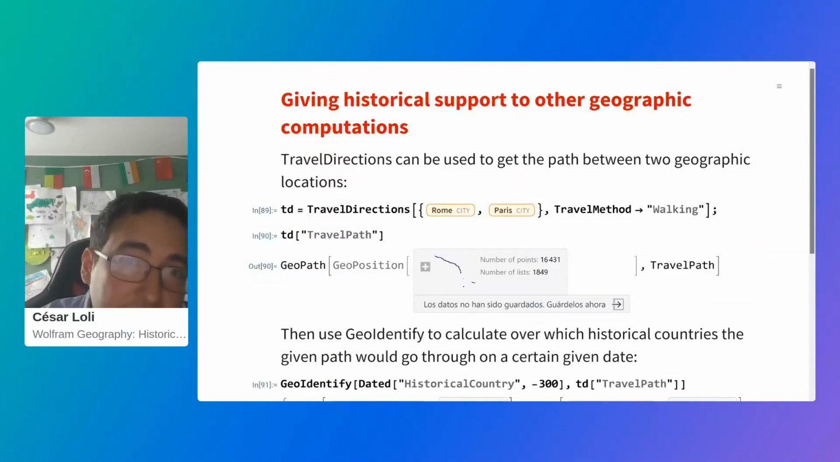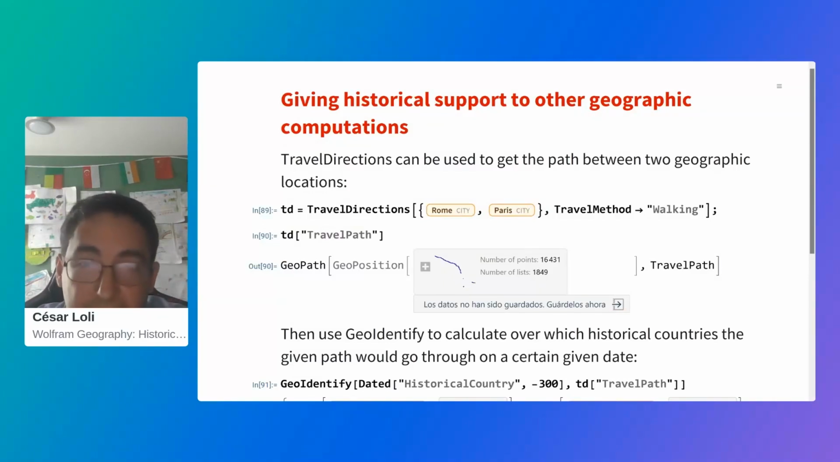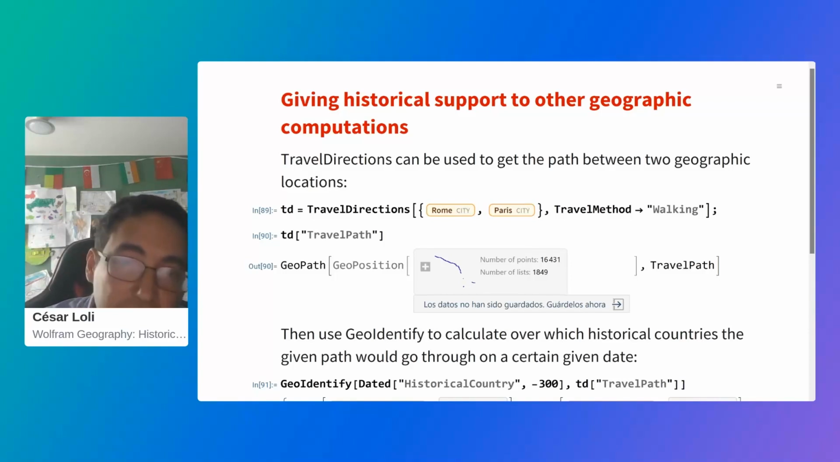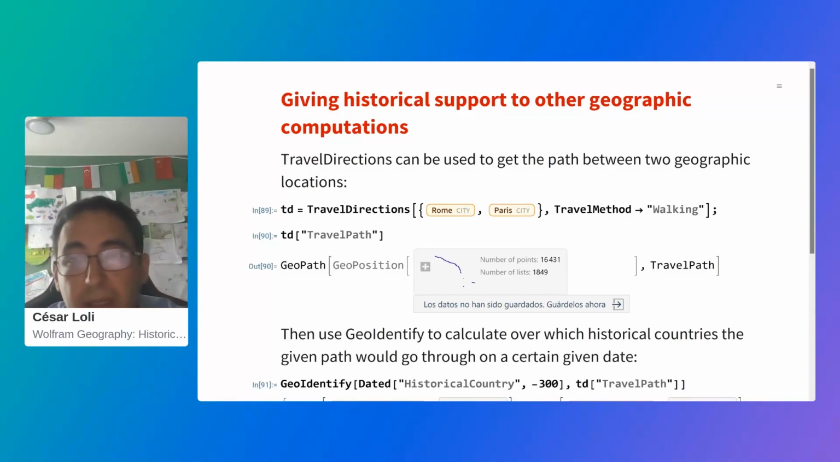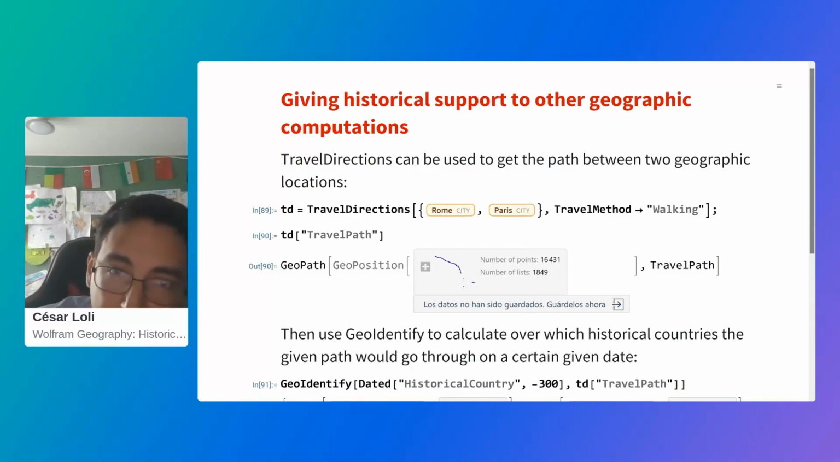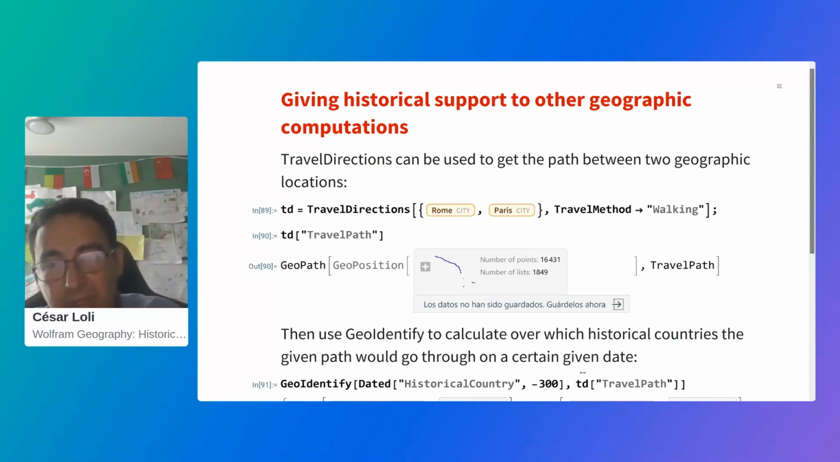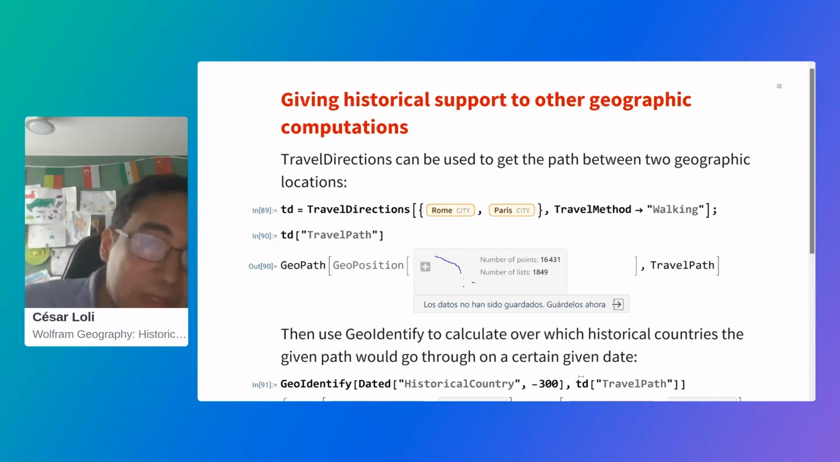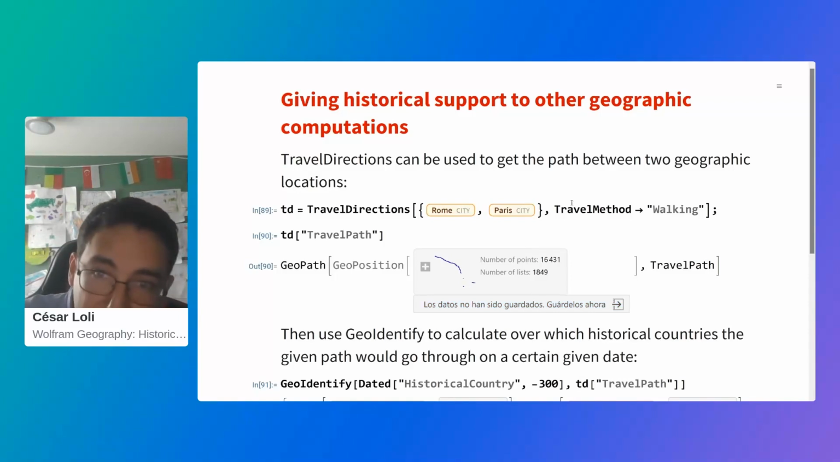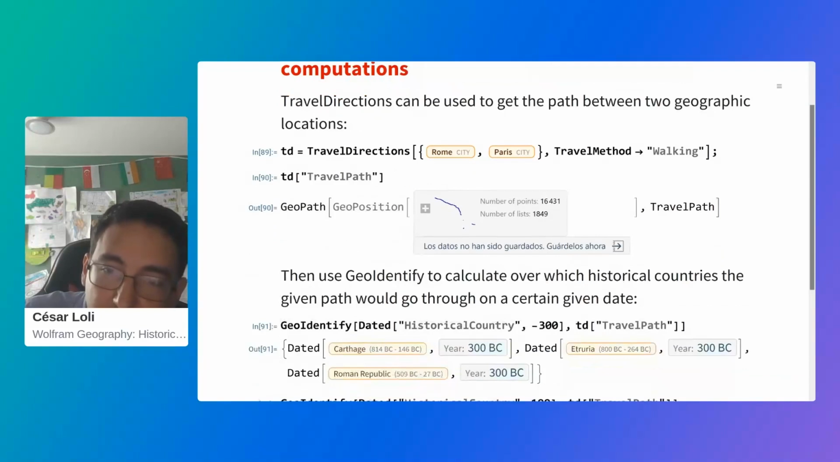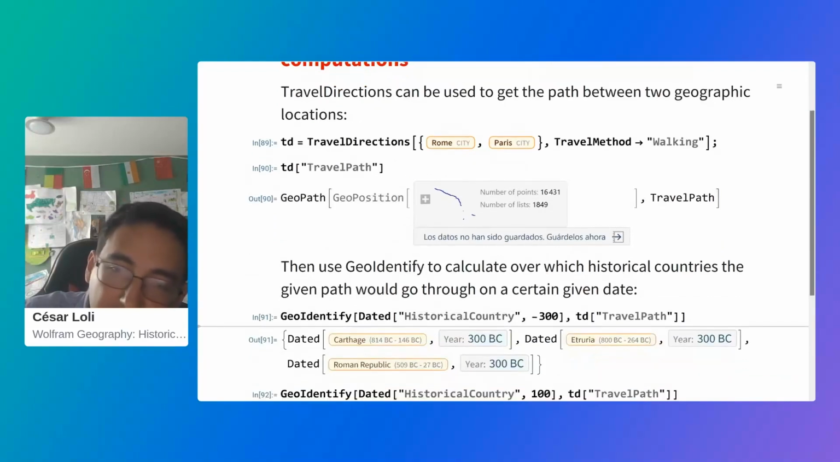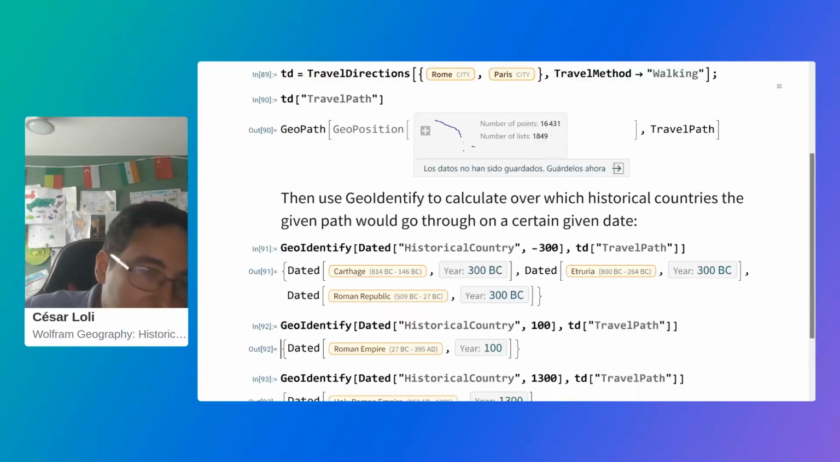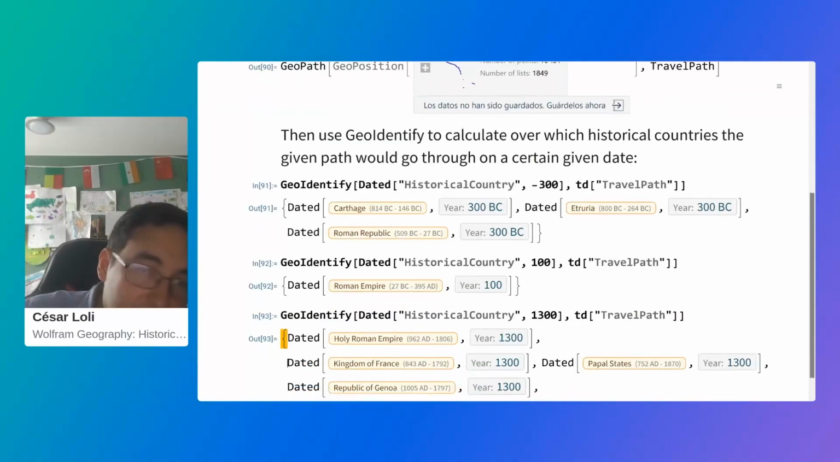One of the most interesting things we can do with this is that we have in Wolfram language a lot of functions that make use of geographical calculations. For instance, we have here travel directions that we can use to locate a path between 2 points. We can use this path and see which historical countries it would cross in different time periods, in 300 BC, in the year 100, in the 1300s.